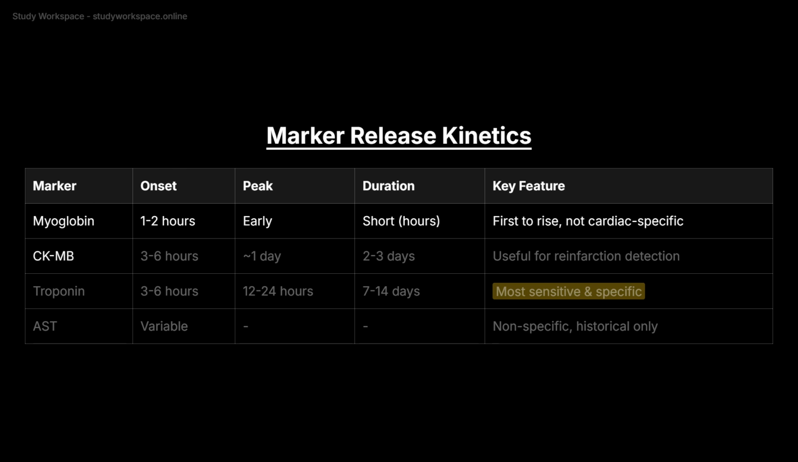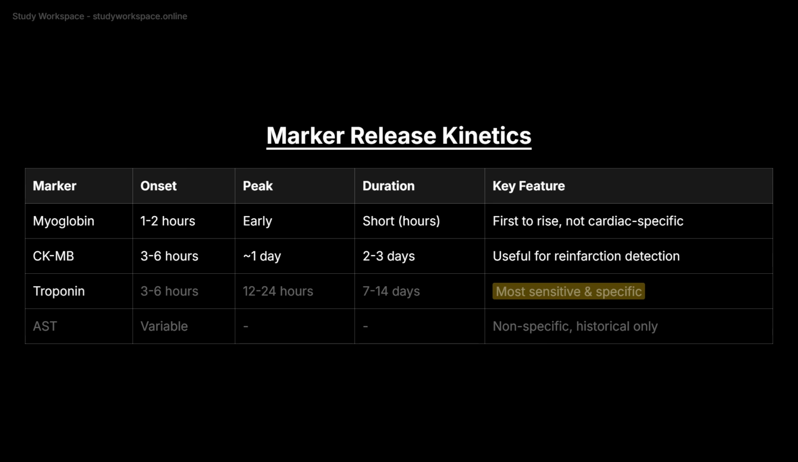Next is creatine kinase MB. Creatine kinase MB generally begins to rise within about 3 to 6 hours. It reaches its peak after approximately 1 day and usually returns to normal within 2 to 3 days. Because it returns to normal relatively quickly, it is particularly useful when clinicians suspect a second myocardial infarction occurring shortly after the first.